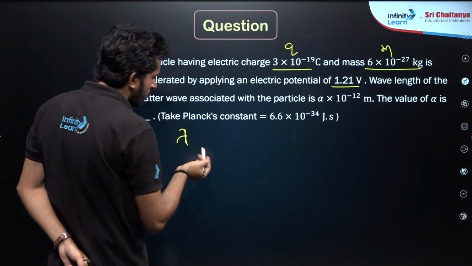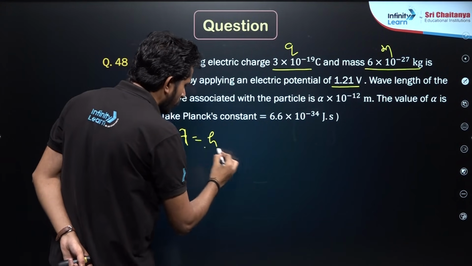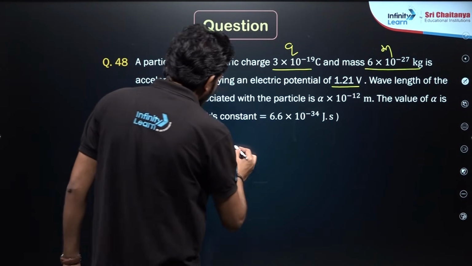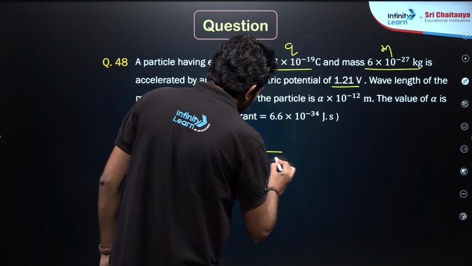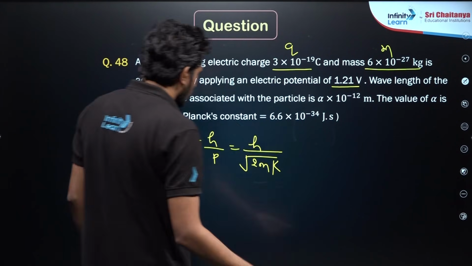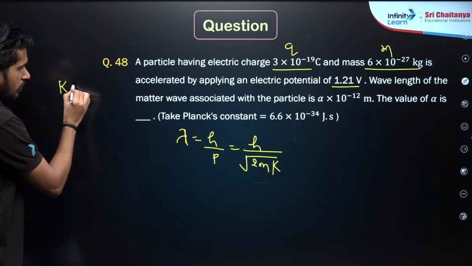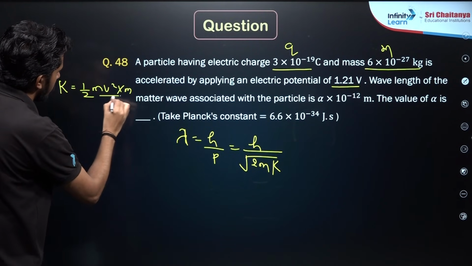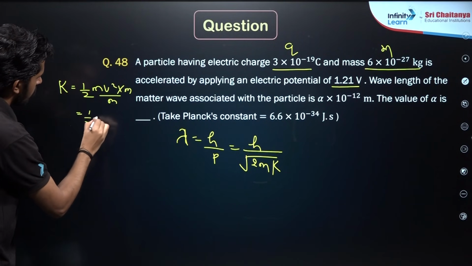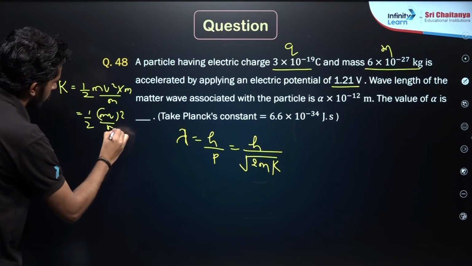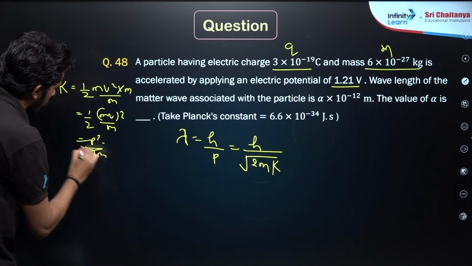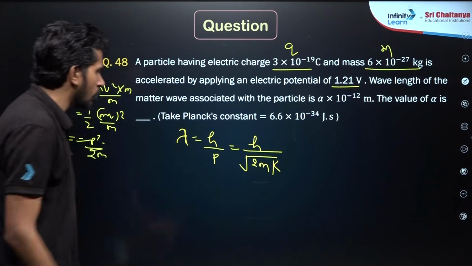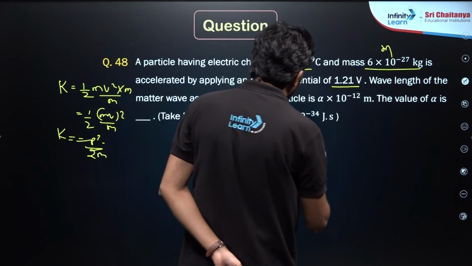So the wavelength associated with this particle will be Planck constant h by p, momentum, and that is h upon root 2m kinetic energy, because you know kinetic energy is half m v square, multiply with m and divide by m, half m v square by m. So p square by 2m is kinetic energy. So p square is 2m kinetic energy and p is root 2m kinetic energy. Okay, now let's put the values.